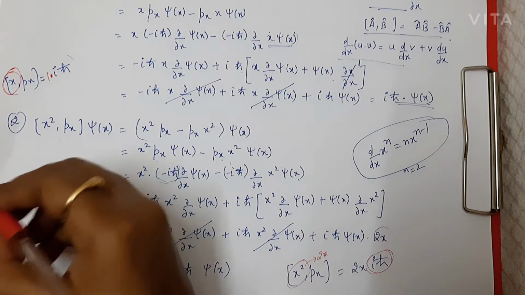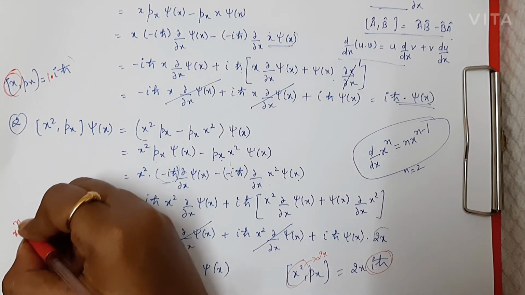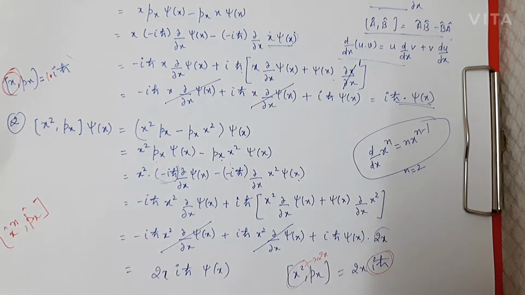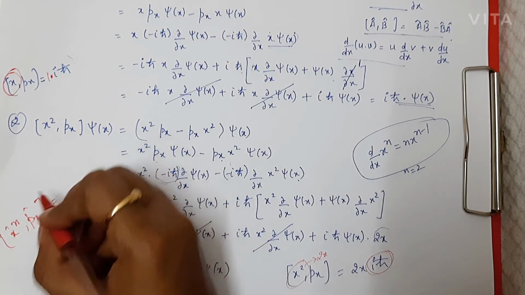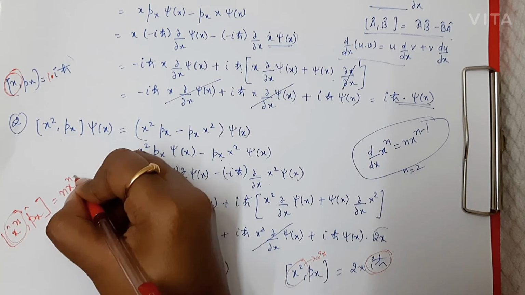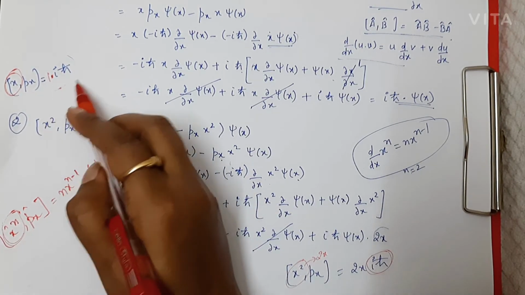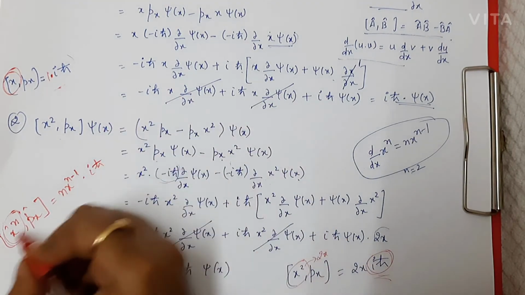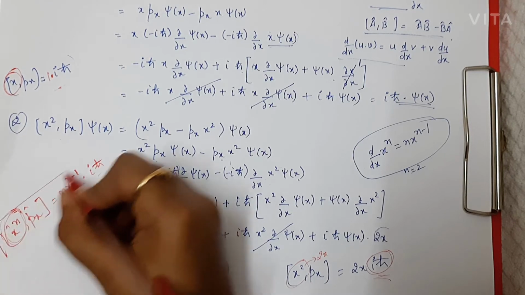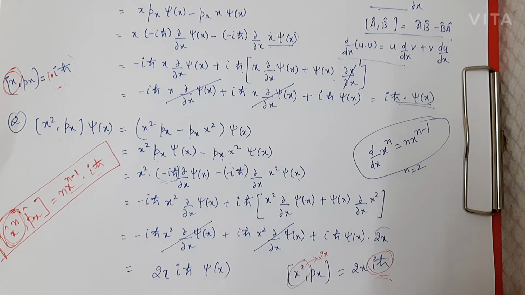Similarly, if we are going to solve for x to the power n and px, then what we will be getting is differentiation of this part, that is n x to the power n minus 1, multiplied by iota h cross, which is common, right? Which is common in both of these cases. So we will be getting differentiation of this part multiplied by iota h cross. So this is the first generalized relation.